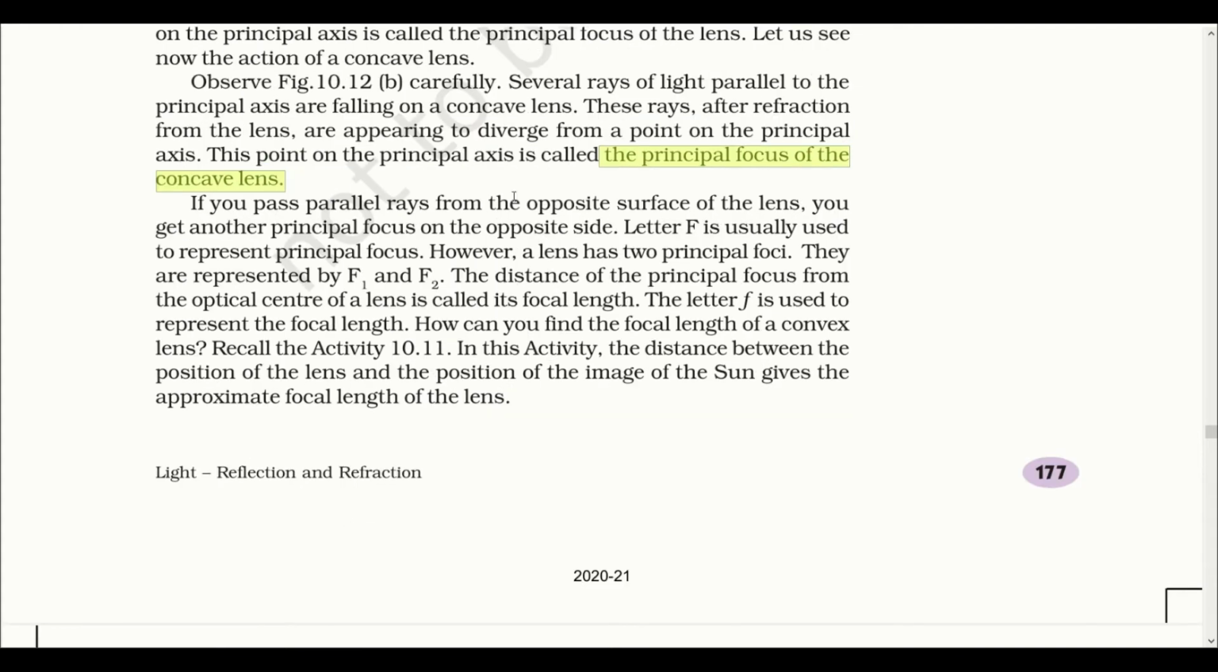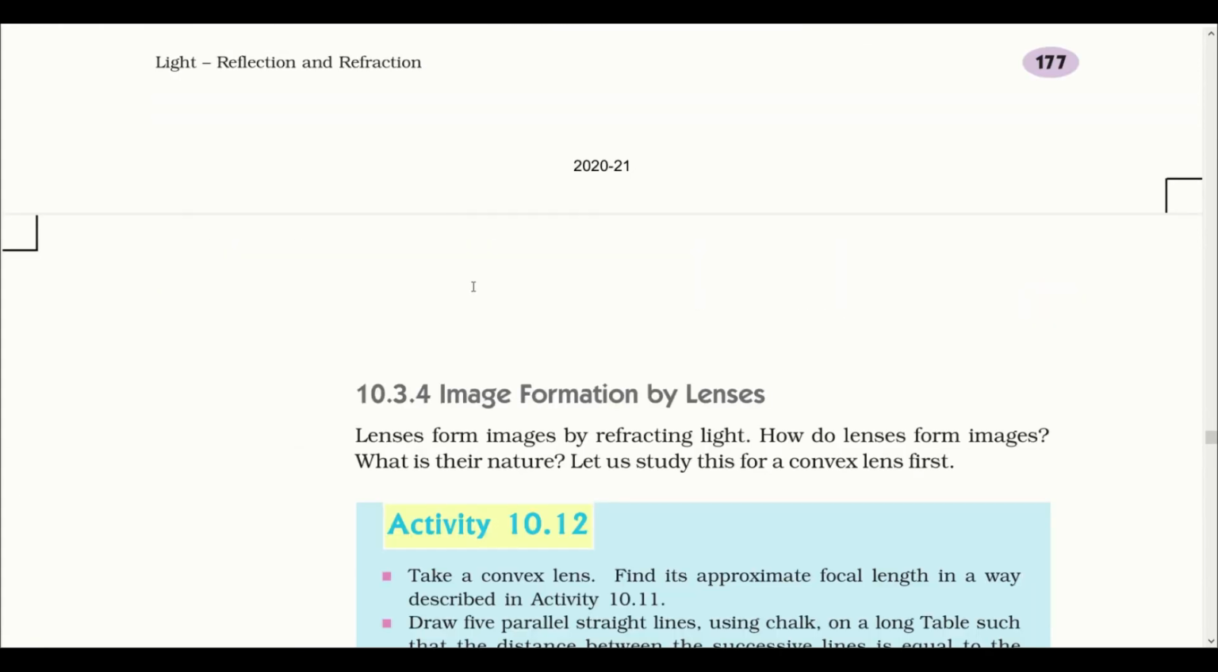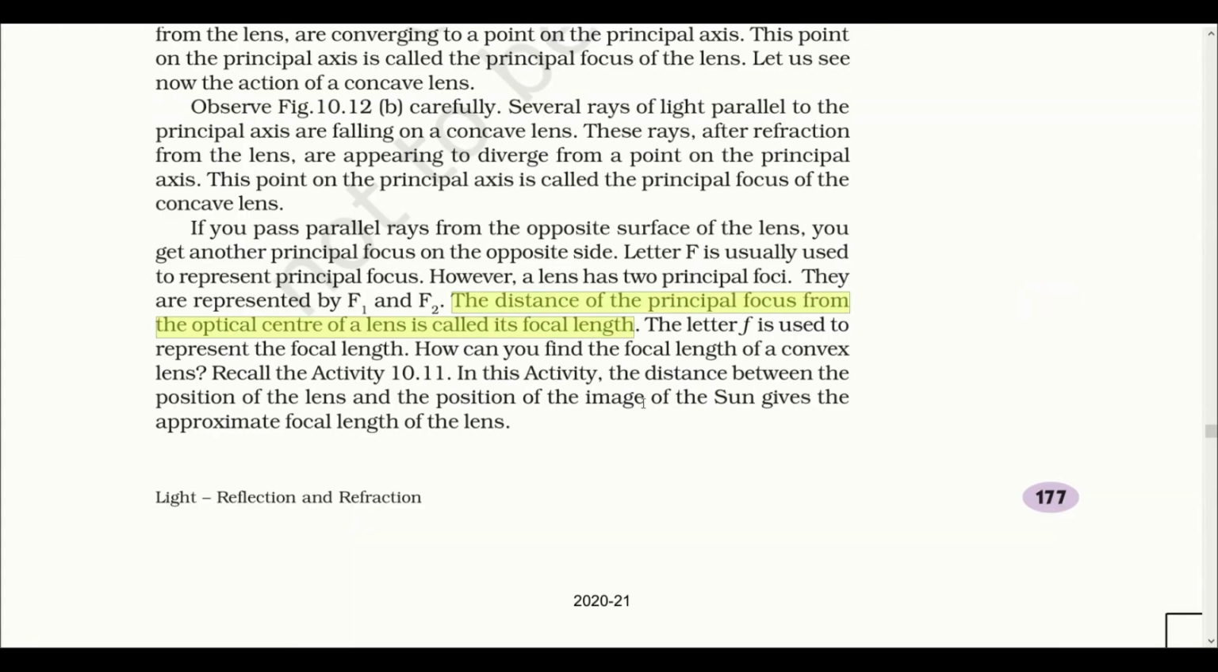If you pass parallel rays from the opposite surface of the lens, you will get another principal focus on the opposite side. Letter F is usually used to represent principal focus. However, a lens has two principal foci. They are represented by f1 and f2. The distance of the principal focus from the optical center of the lens is called focal length. The letter f is used to represent focal length.